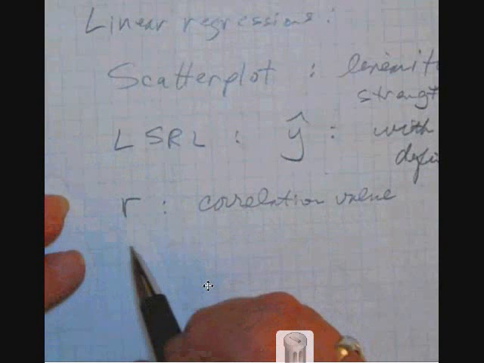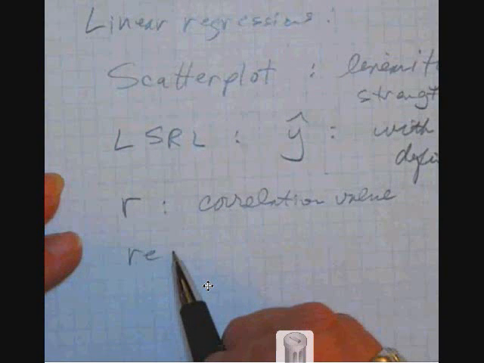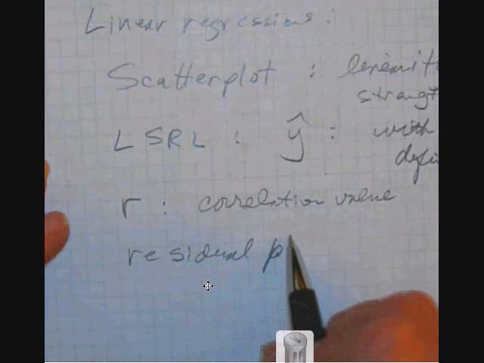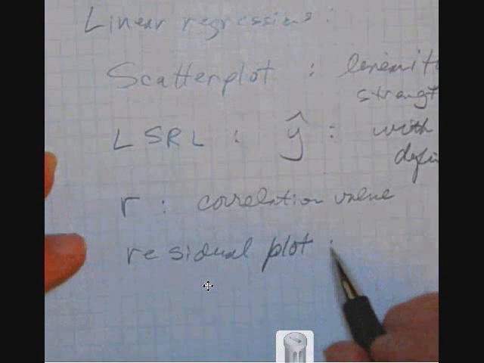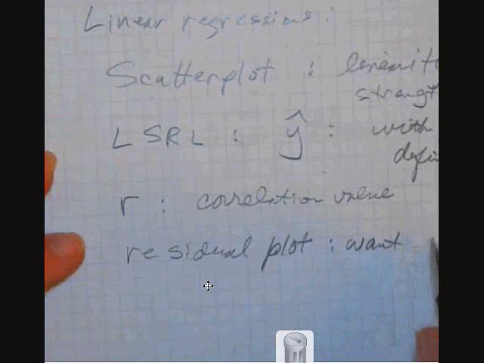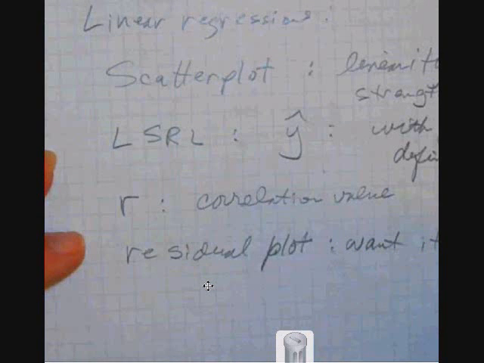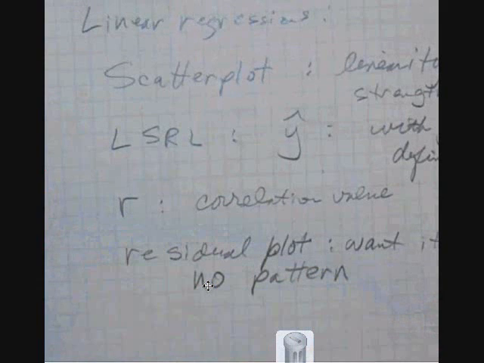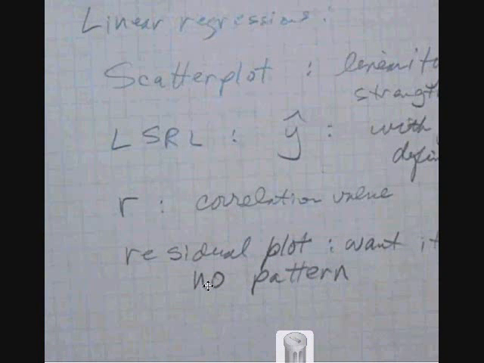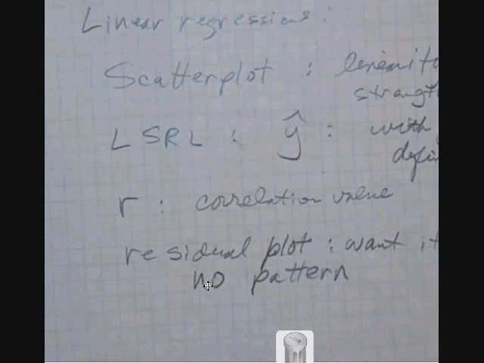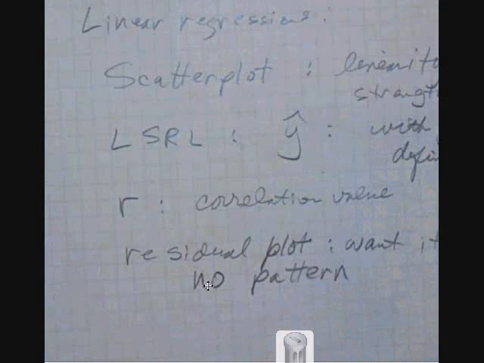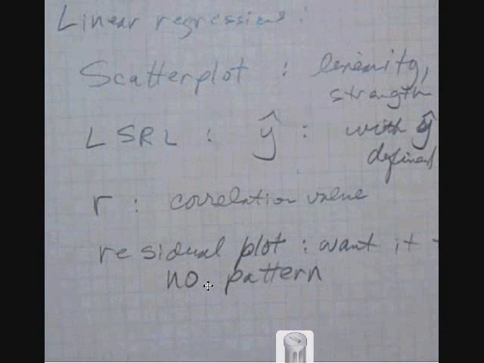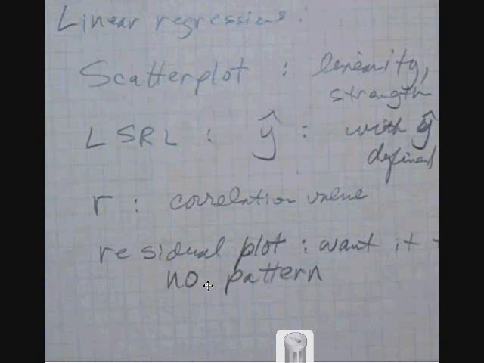And we want a scatter plot of our residuals called a residual plot. And we want that to have no pattern. Okay? And this is all the information. We'll have one more piece of information that we will use to analyze our linear regression, to analyze our data to decide if our linear model is a good model for this.